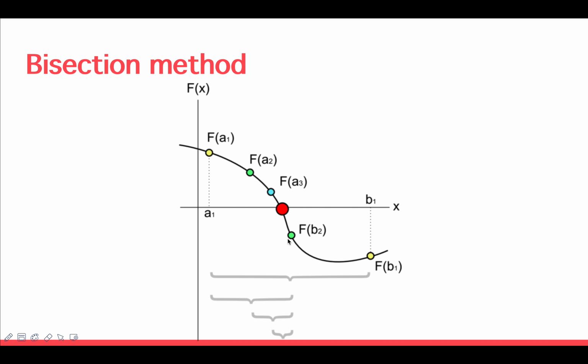So we can see from this picture that FB2 times FB1 is clearly less than 0, so the next step will be between B2 and A1. So let's do the loop to find the root.